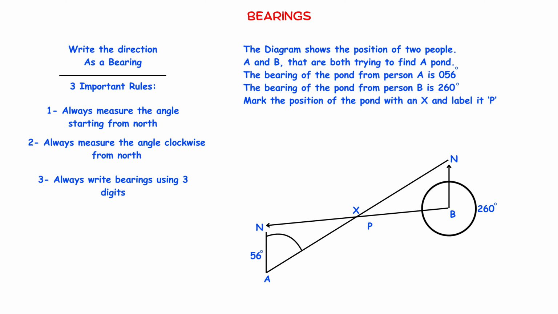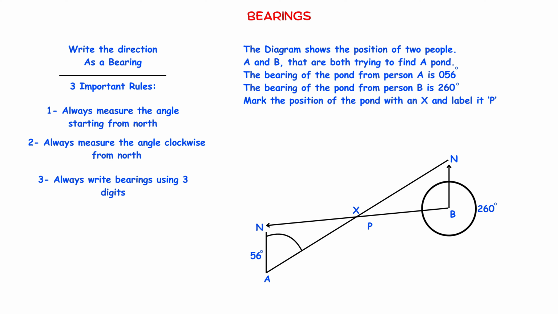So the first thing that we would normally do is draw our north arrows, but they've already given us those in the question. So the first thing that we're going to have to do is draw our bearings onto the diagram. For the bearing of 56 degrees from A, we can use a protractor to measure a 56 degree angle clockwise from north, and then we can draw our bearing. And I've done it here as a dashed line because I don't know where along the line the pond will be. I just know that somewhere along this line there will be a pond.